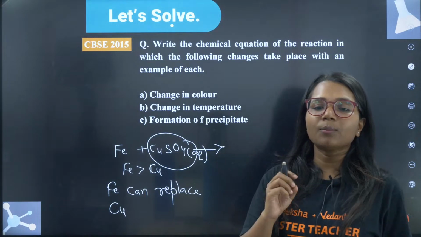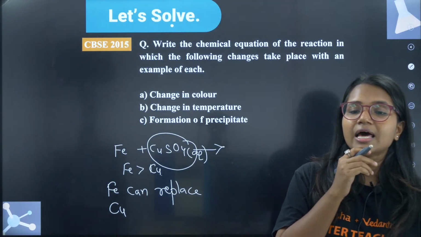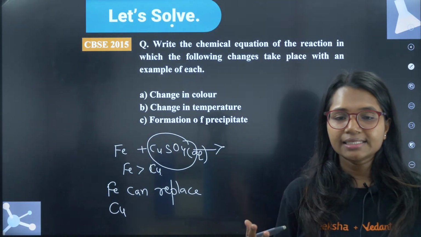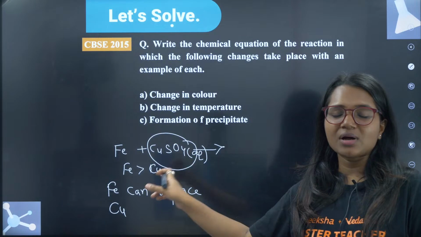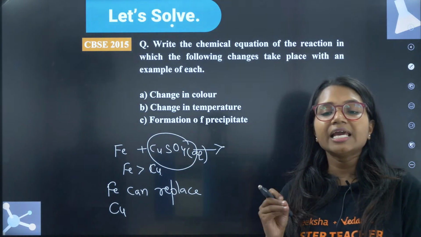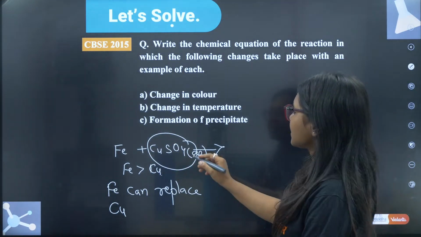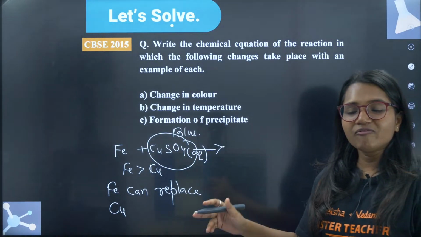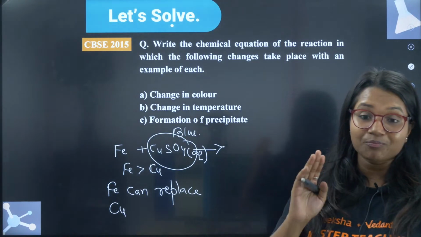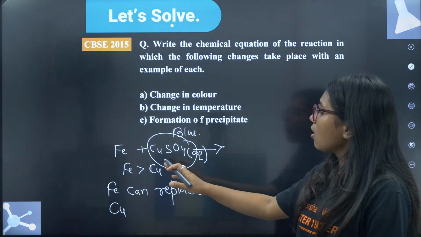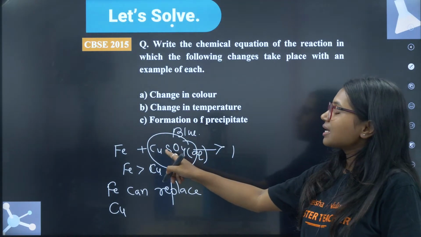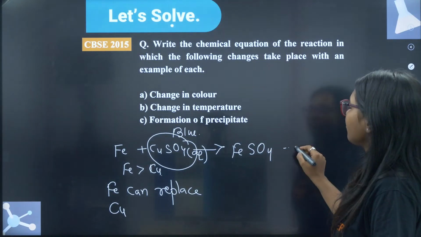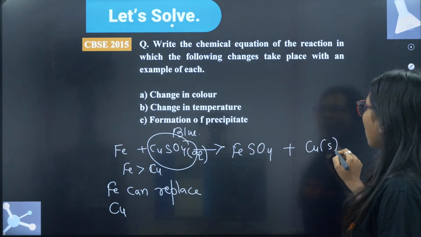What is the color of copper sulfate? Tell me, guys, what is the color of copper sulfate? Copper sulfate is blue in color. Yes, this is a blue color compound. And very good, Sumukh, it is a displacement reaction. Absolutely correct. So, now the copper in copper sulfate will be replaced by iron. You will get iron sulfate plus copper in the solid form.